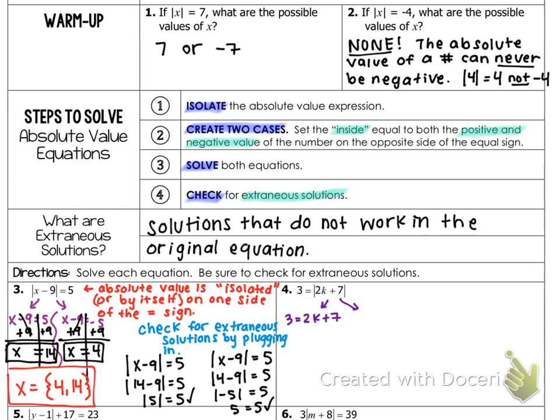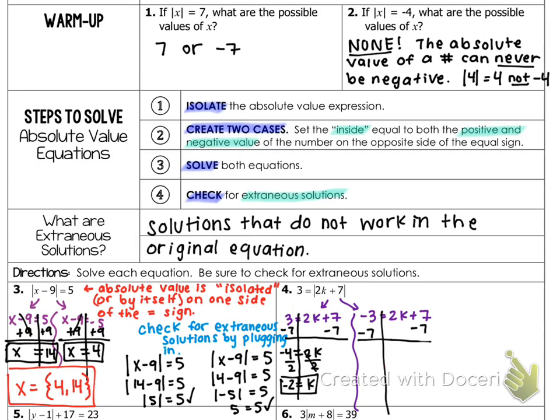One is exactly the same. One has a negative 3. So that stays the same, and then negative 3, and then positive 3, and then we solve. So we're going to subtract 7 from both sides. So negative 4 equals 2k, and then divide by 2, and then negative 2 equals k.